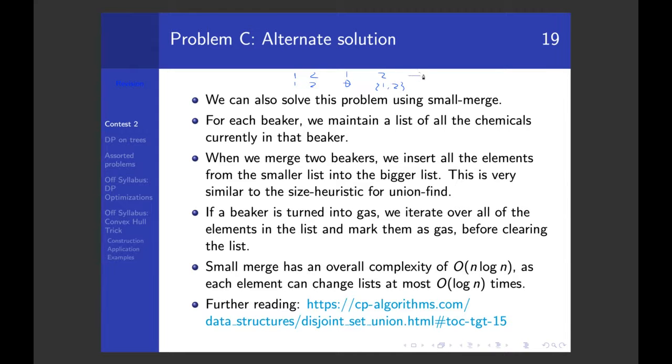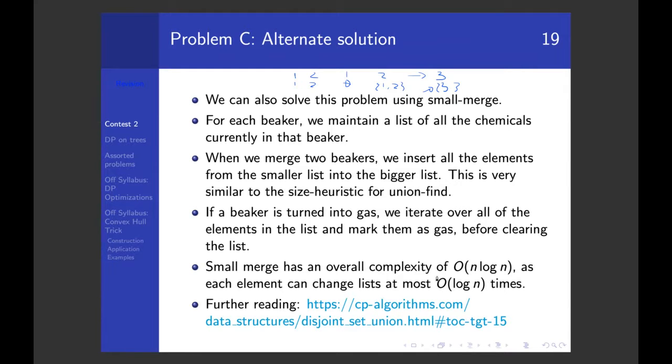Now, let's say we pour 1 into 3. We want to combine these sets. Small merge says the easiest way to combine these lists is to add 3 to the end of this list rather than adding 1 and 2 to this list. We still end up having 1, 2, and 3 here. We just add the smaller list to the bigger list because that's faster, since we're changing fewer lengths.